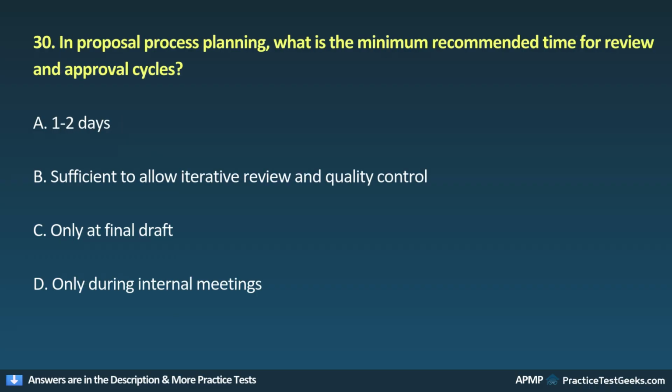30. In proposal process planning, what is the minimum recommended time for review and approval cycles? A. 1-2 days. B. Sufficient to allow iterative review and quality control. C. Only at final draft. D. Only during internal meetings.